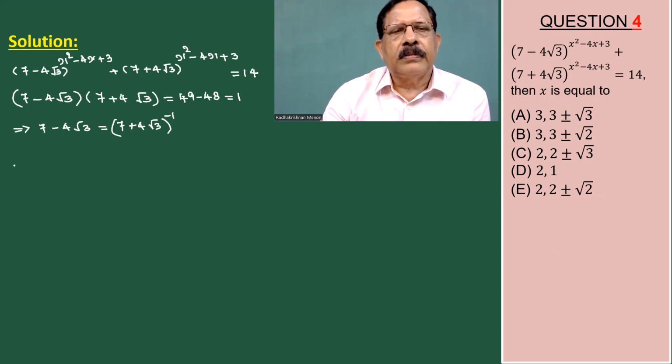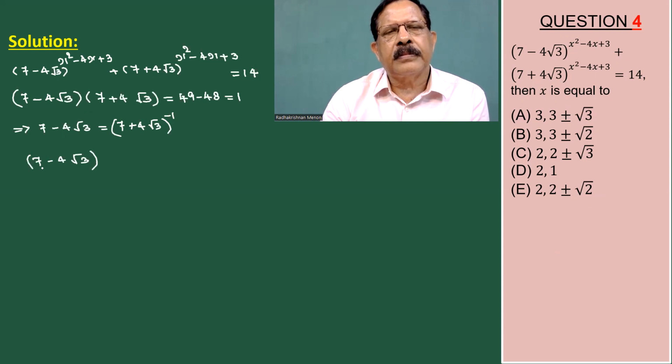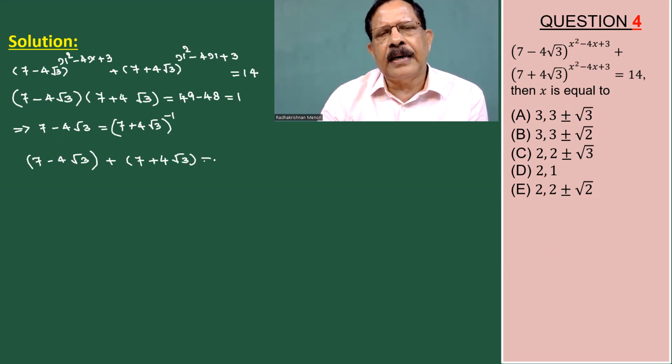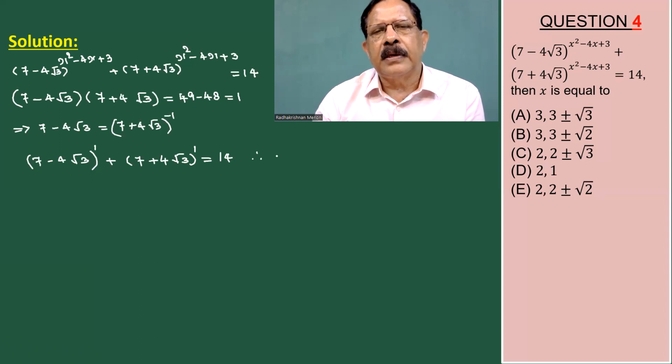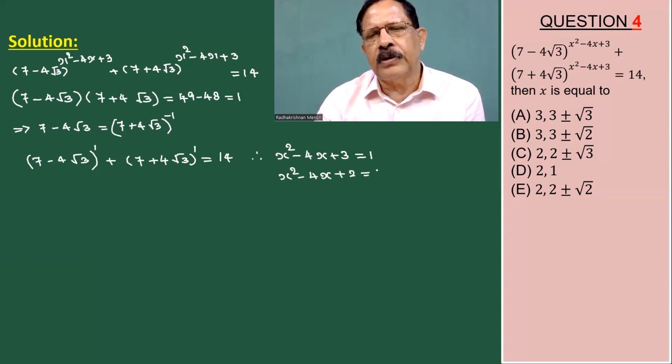Now, you know that 7 minus 4 root 3 and 7 plus 4 root 3, when you add, you are getting what? 40. So here the power is 1. So one case is the power x squared minus 4x plus 3 is equal to 1. So x squared minus 4x plus 2 equal to 0.